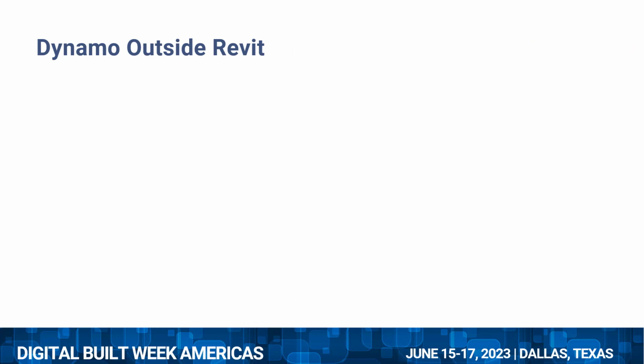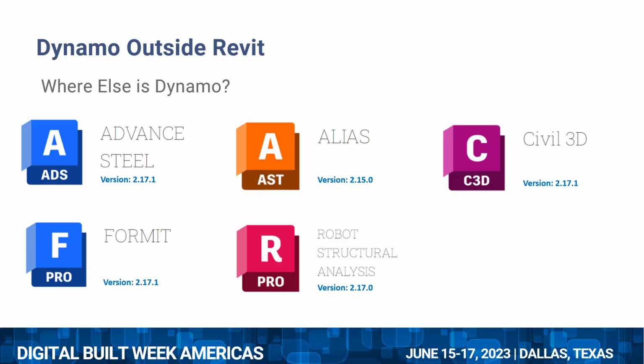So now let's take a look at the other places. Again, we're not talking about Revit here, but the other places that you can access Dynamo. So these are the products where you can currently access Dynamo: Advanced Steel, Alias, Civil 3D, FormIt, and Robotic Structural Analysis. You'll notice that Alias is a little bit behind the curve, and that's because Alias is on a different release cycle than all the rest of the Autodesk products. Once it gets released, it will get caught up.